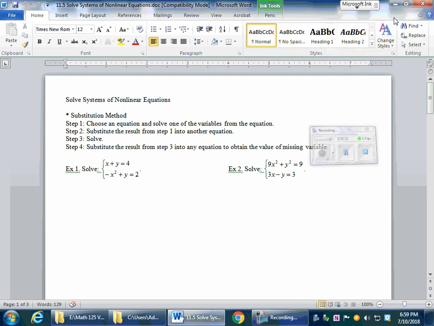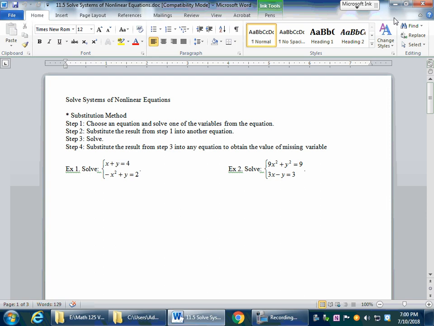11.5. In these sections, we're going to look at solving systems of nonlinear equations. We're going to be using the substitution method and elimination method to solve them. On the test, I may ask you for a specific method to use. So let's quickly review the substitution method. You basically pick one equation and solve for one variable, and then substitute into the other equation so that it becomes a one-variable equation and you can solve that.